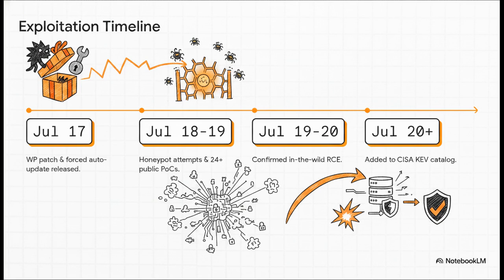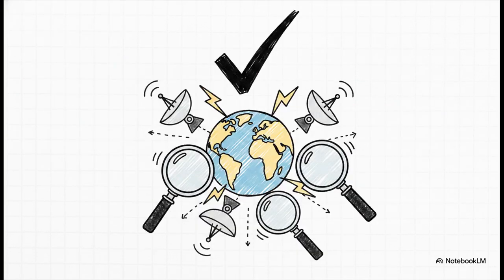By July 19th and 20th, full remote code execution in the wild was absolutely confirmed. This 48-hour window from patch release to active mass exploitation proves that the old "we'll patch it next week during the maintenance window" mentality, yeah, that just doesn't fly anymore. And I want to be clear, this isn't just isolated data from one source.